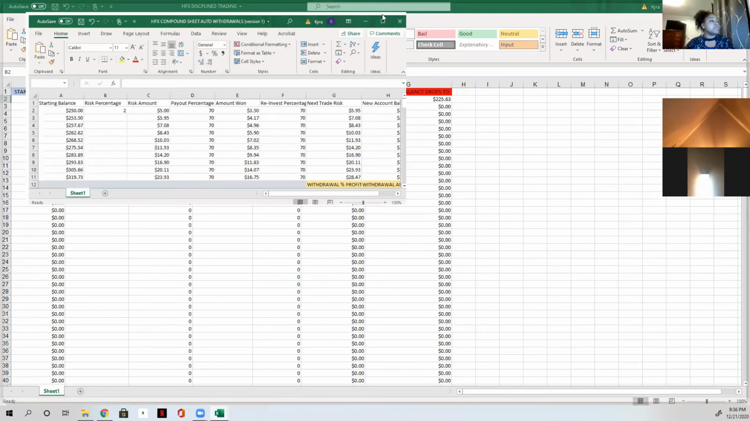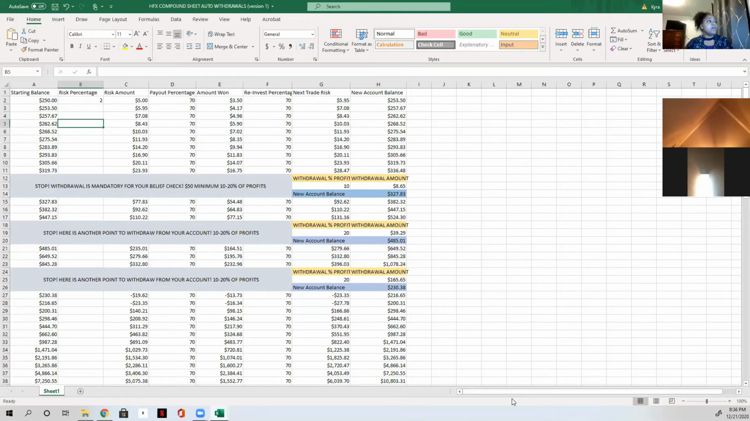Wunderbar. So let me pull up this one. Now, this one is the one I personally like to use. It kind of does all the work for me. I'm a little lazy sometimes, but I'm disciplined in following this, but lazy about typing in all those numbers. So this one is also pretty easy. Gives you here your starting balance, your risk amount, what size trade you're going to be taking.